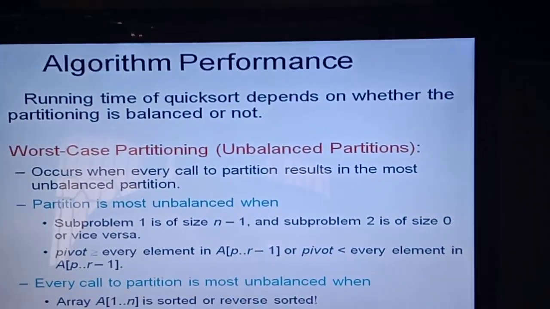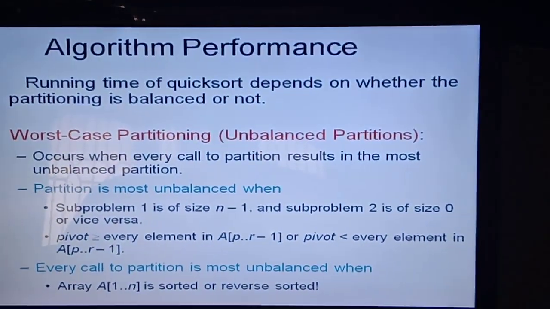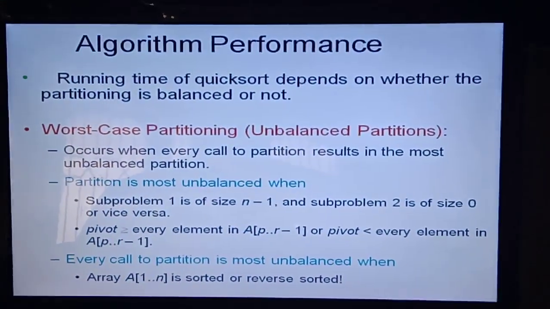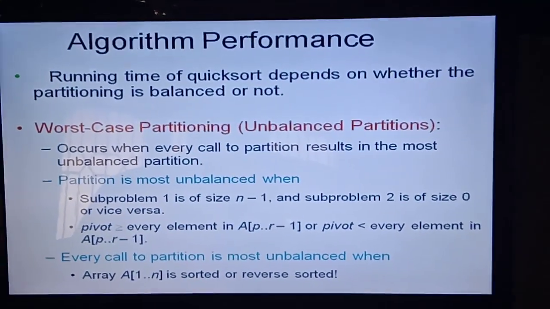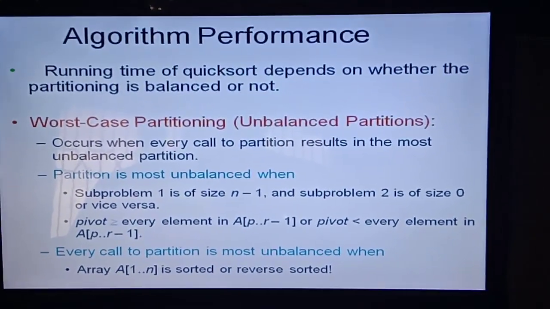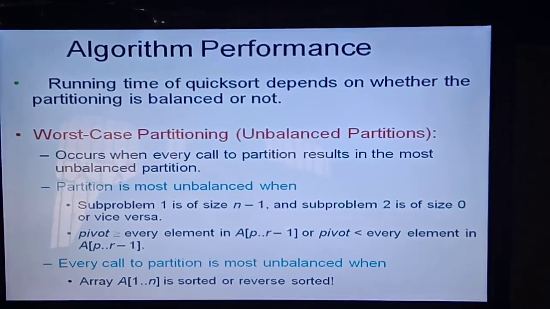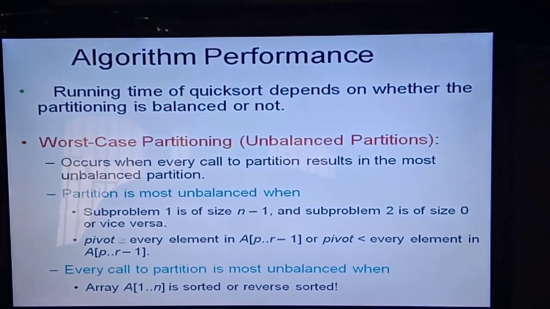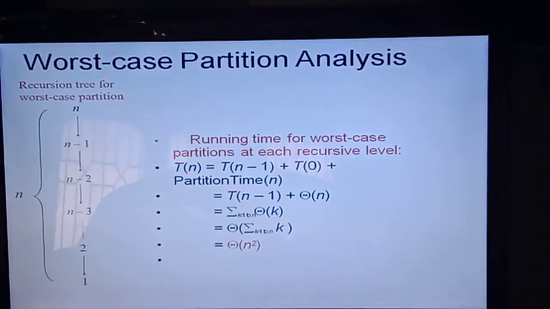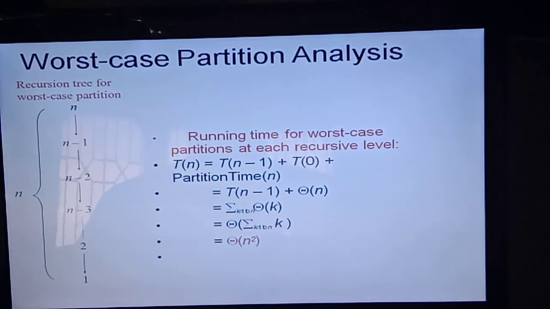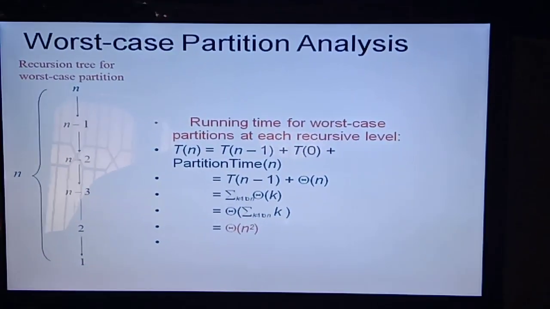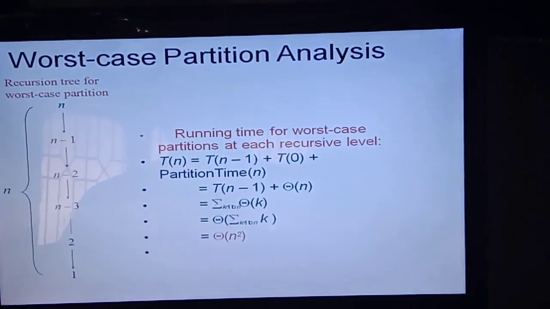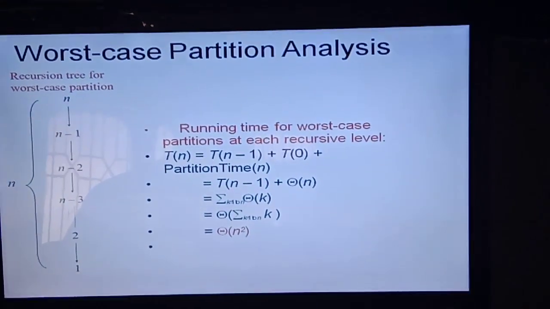The worst case time complexity occurs only when partition results in the most unbalanced partition. Partition is most unbalanced when subproblem 1 is of size n minus 1 and subproblem 2 is of size 0. All the elements are in random order. If any half of the list is sorted, then the number of iterations may be less. We can call it the average time. So the worst case performance is T(n-1) plus T(0), which is theta of n square.